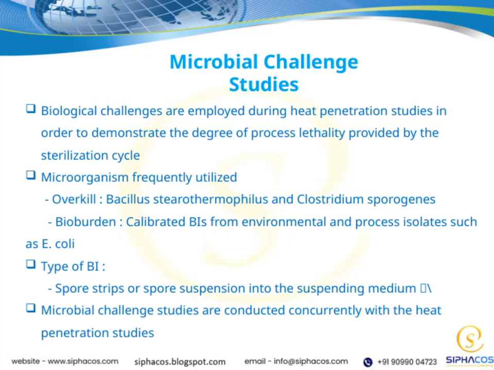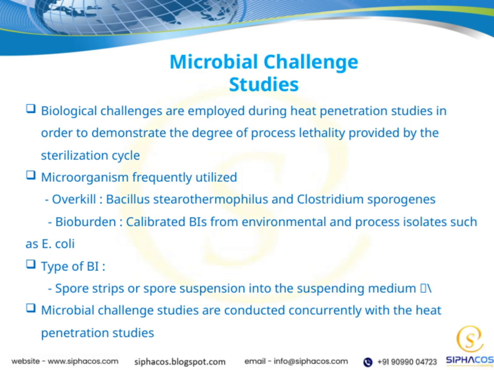Biological challenges are an essential part of heat penetration studies because they help us demonstrate the actual effectiveness of the sterilization process. Essentially, we want to see how well the cycle kills microorganisms, and that's where these challenges come into play. Typically, we use certain microorganisms that are known for their resistance. For overkill methods, Bacillus stearothermophilus and Clostridium sporogenes are common choices because they are highly resistant spores, making them reliable indicators of sterilization success.